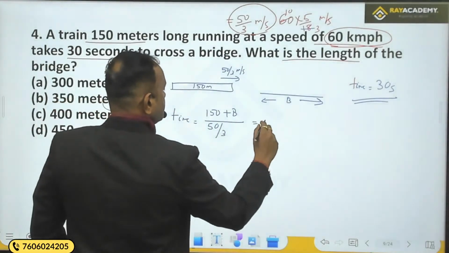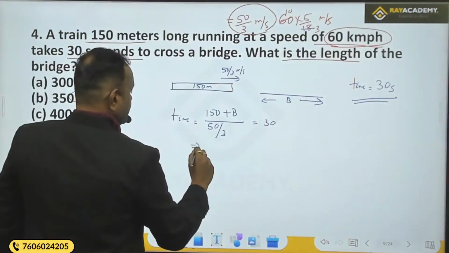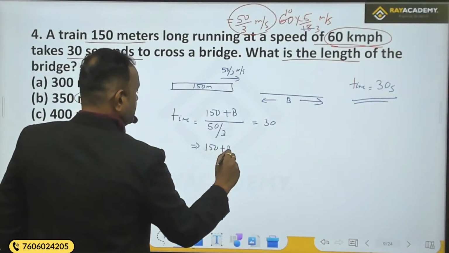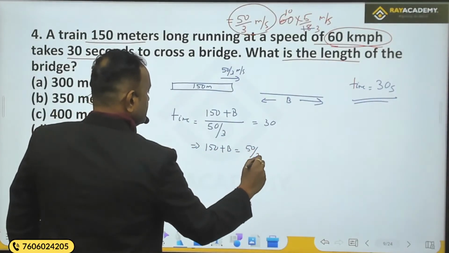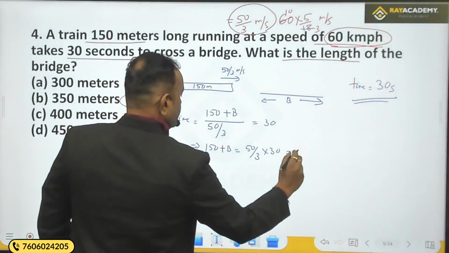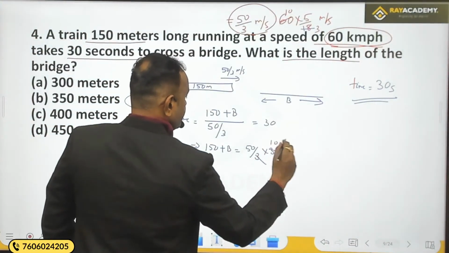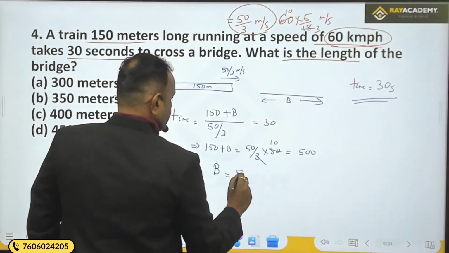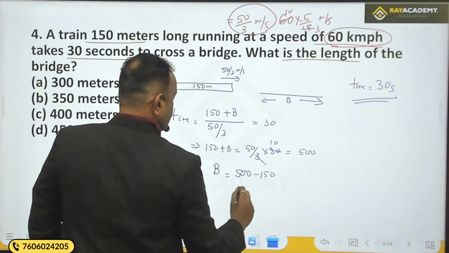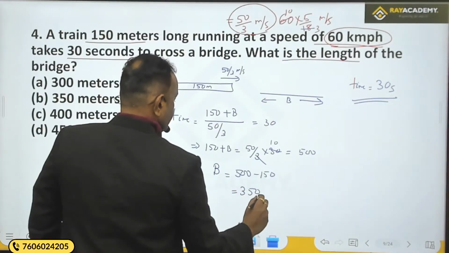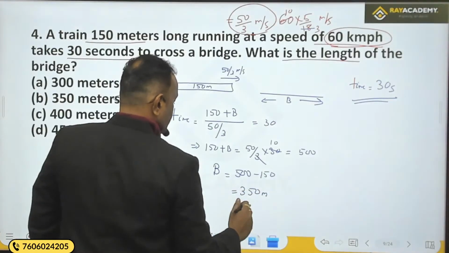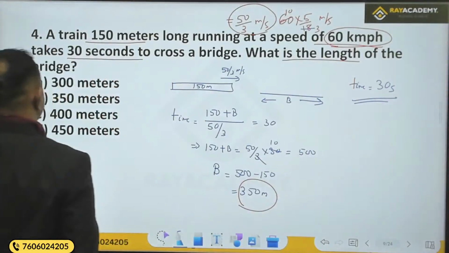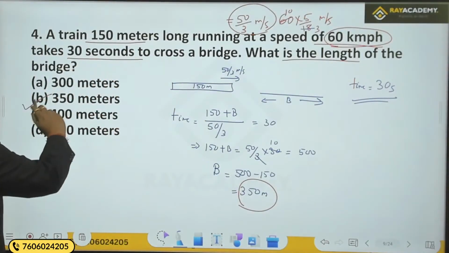So this is given 30. So you can say 150 plus b will be 50/3 into 30. So that is 500. So bridge is 500 minus 150, that is 350 meter. Answer is 350 meters.